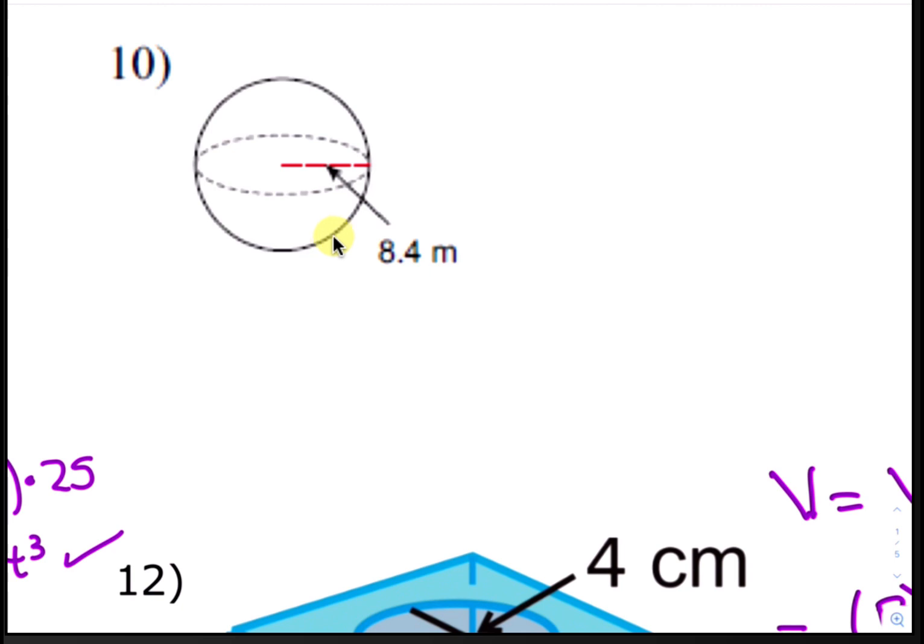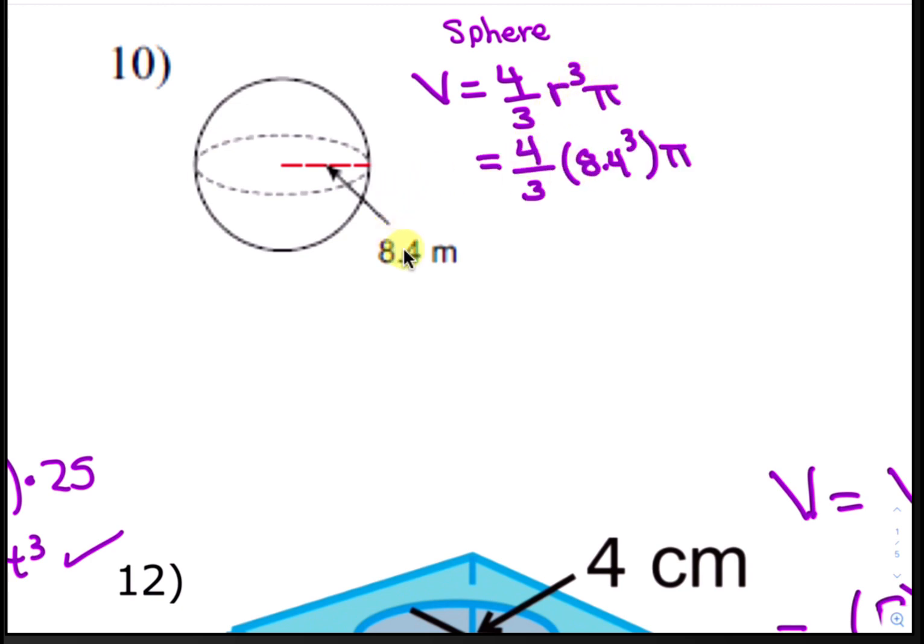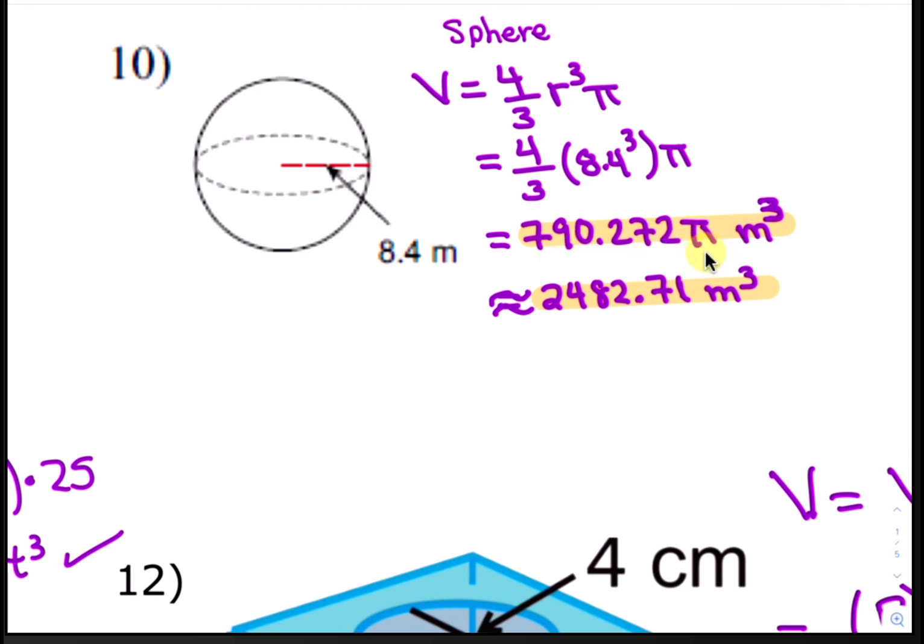All right, we want to find the volume of this figure. It is a sphere, and the formula is 4/3 times the radius cubed times pi. And the radius is 8.4, so we plug that in. And then this would go into our calculator, and we would end up with 790.272. That's without the pi. So it'd be 790.272 times pi. And then if you include the pi in your calculation, it's 2482.71 cubic meters.